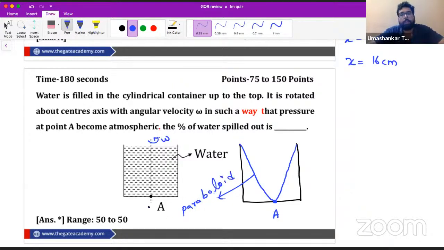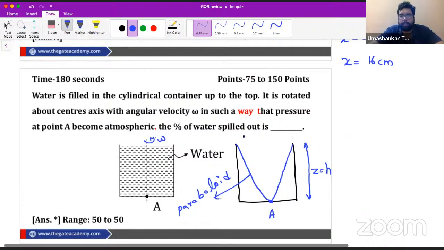What we know is that whenever a liquid is rotated in a container, a paraboloid surface of water is formed. Now they are saying that in such a way that pressure at point A becomes atmospheric. The pressure at point A will become atmospheric only when there is no liquid above it, so we have no other way to make the paraboloid like this. That means the height of the paraboloid and the height of the container are the same. I hope you must now be remembering one standard case.